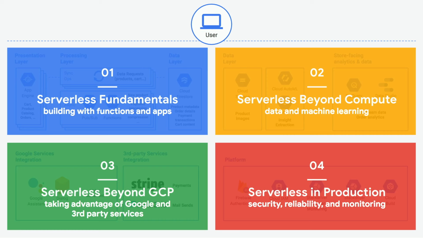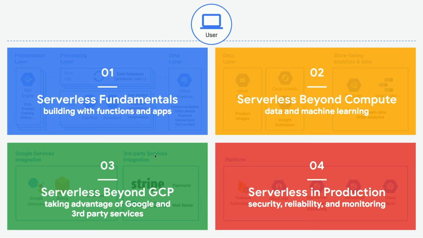Now, there's a lot of different aspects of our application, but one way to think of it is to break it down into 4 different quadrants. For the first quadrant, we have what we call the fundamentals of serverless, building things with functions and apps, and that's the session that you're currently watching. When we move beyond that, we can classify the other quadrant as moving beyond serverless and beyond compute into data and machine learning. And that's another session that you can tune into if you are interested in that.